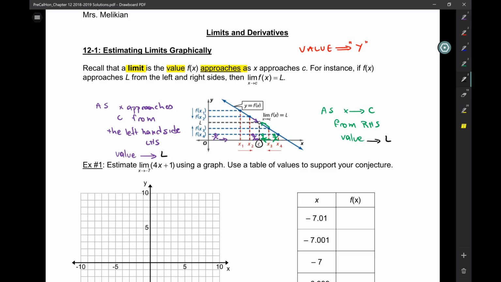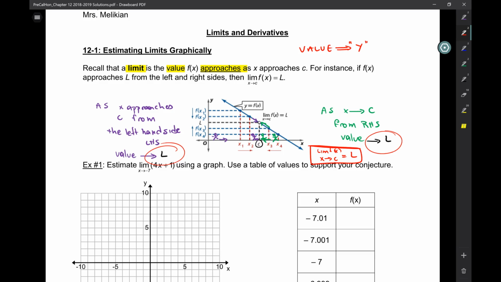Now, if you look from the left-hand side, and if you look from the right-hand side, it looks like the Y values are approaching the same number L. Then, because these are the same, we say the limit of f of x as x approaches C is equal to L. All right? Yes? So the limit is a value.